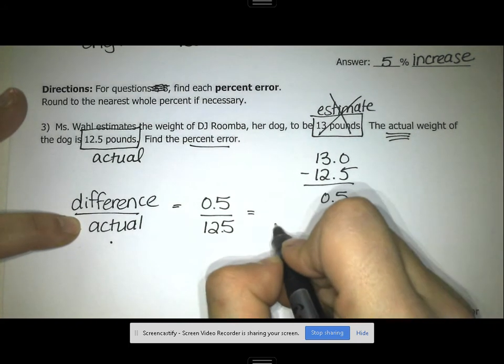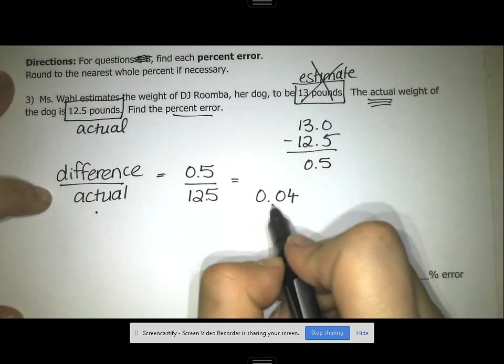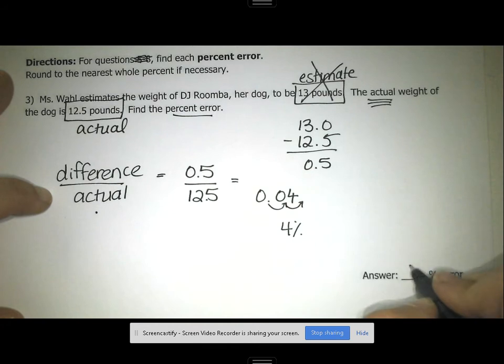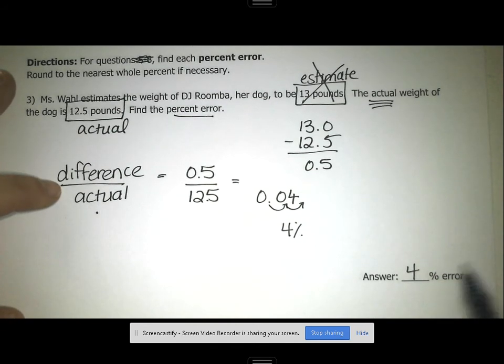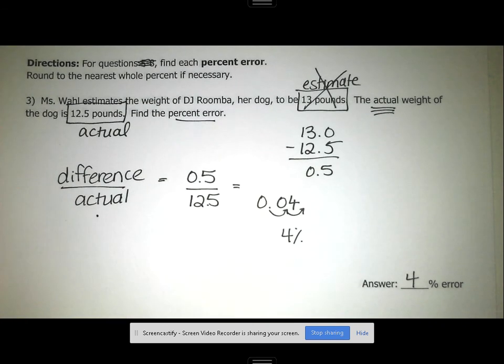Then I divide in my calculator. I get 0.04. And I multiply by 100 to change it into 4%. And this time I don't need to label it increase or decrease. I just label it 4% error. When I estimated the weight, I was 4% off from the actual weight.